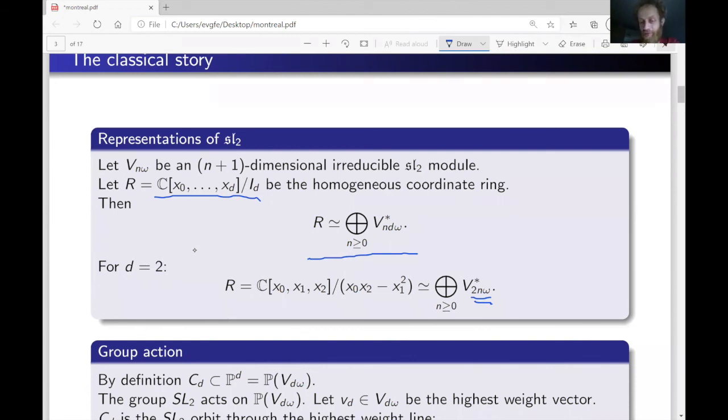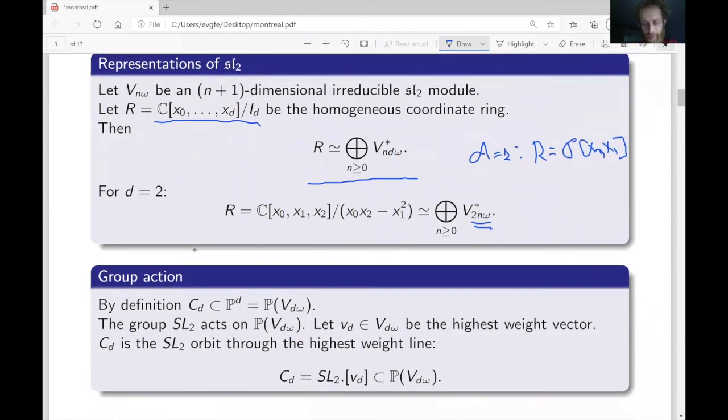And of course, if d is 1, then R is simply C of x0, x1. And if you take homogeneous polynomials of degree n in two variables, then what you get is nothing but the irreducible n+1 dimensional representation of SL2. This is the trivial case, but already the d equals 2 case is not that trivial.